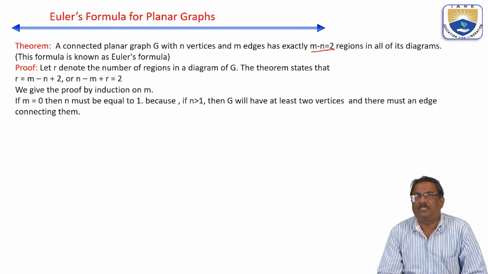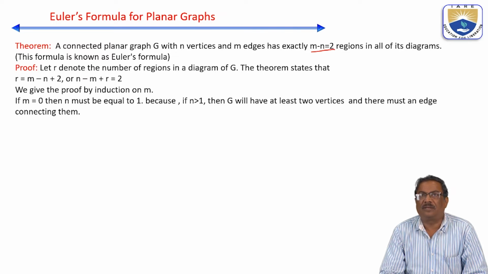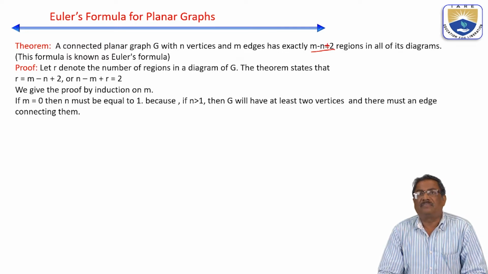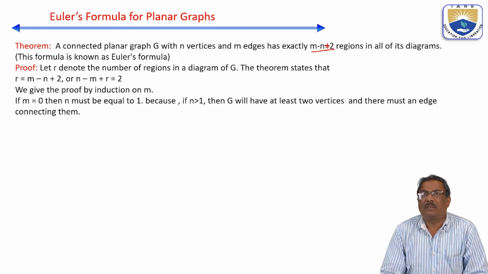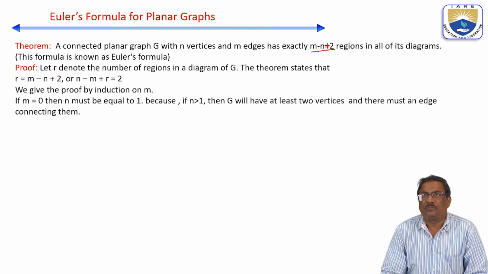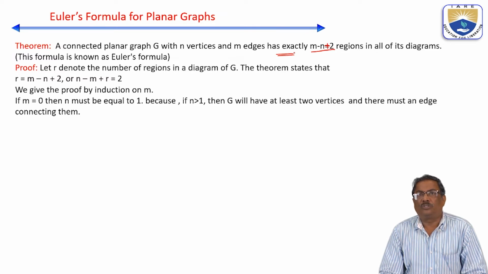Here the theorem statement is: a connected planar graph G with n vertices and m edges has exactly m minus n plus 2 regions in all its diagrams. So the number of regions is m minus n plus 2, which can be written as n minus m plus r is equal to 2. This is the theorem statement. Now we are going to prove this.